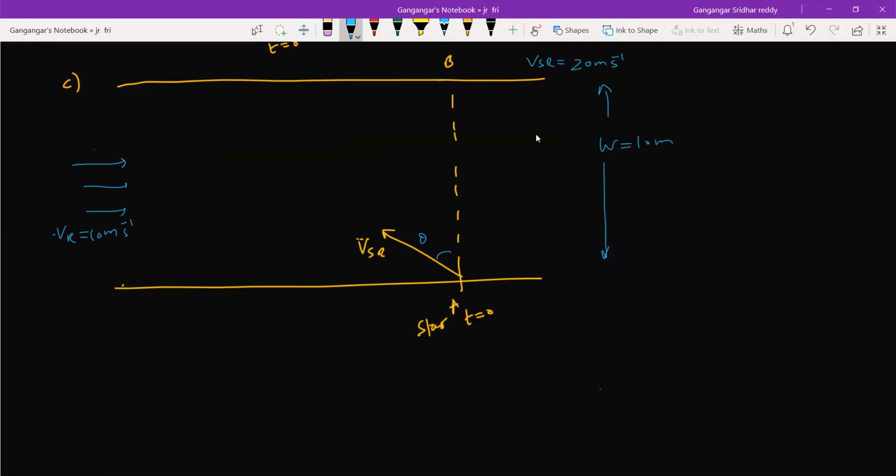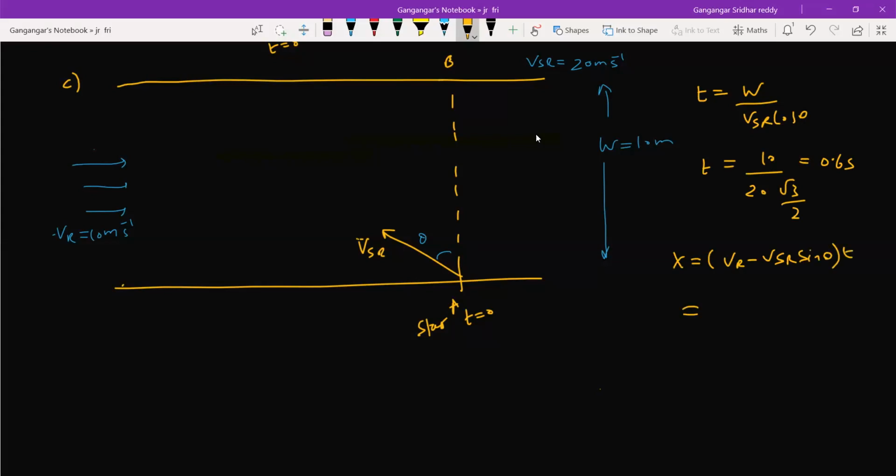Okay, now check it in this case. First, what is the method? First, you have to calculate the time. W by VSR cos theta, 10 by 20 root 3 by 2. 1 by root 3 is 0.6 seconds. Then drift is equal to VR minus VSR sine theta into T. The value of VR is 10, VSR 20, sine 30 is 1 by 2, time 0.6. So I got the drift 0.